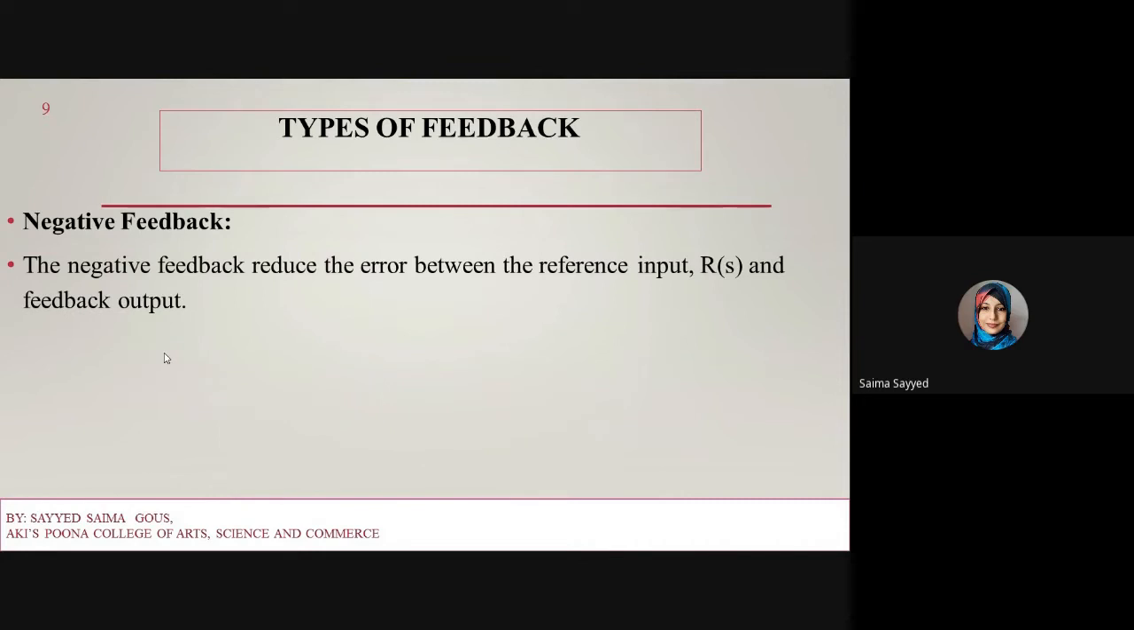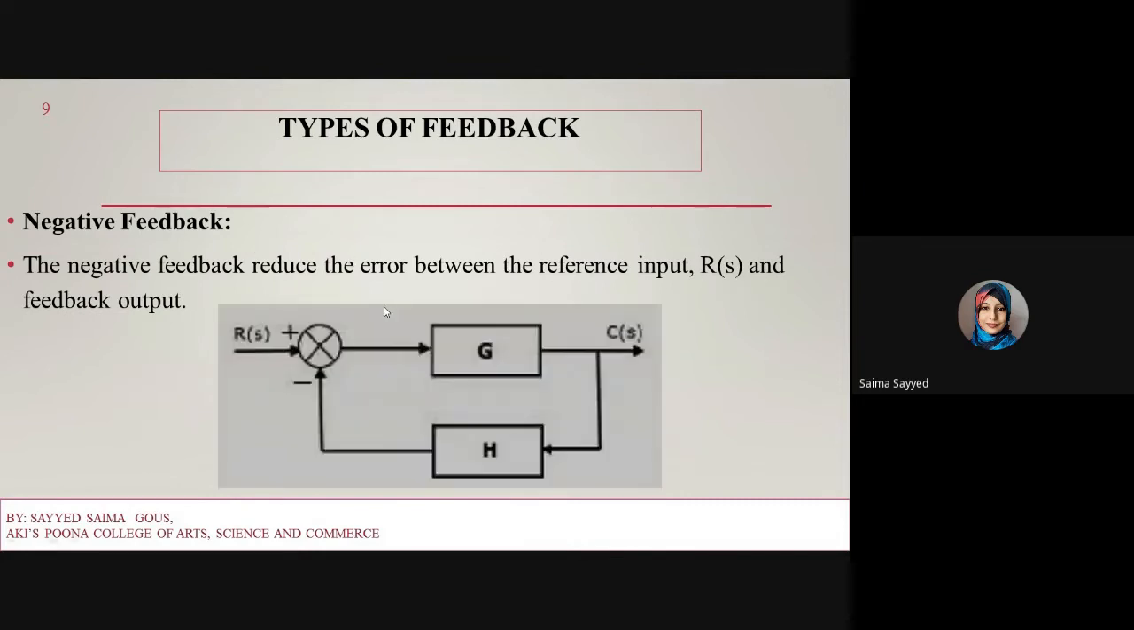Then for negative feedback, which reduces the error between the reference input R(s) and the feedback output. So this is the output C, which reduces the error between the reference input and the output. Here this is the feedback element H, and the negative sign shows the negative feedback. For negative feedback, T will be equal to G divided by 1 plus G into H, where G is the forward path element.